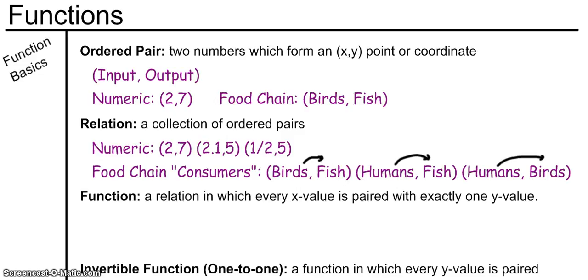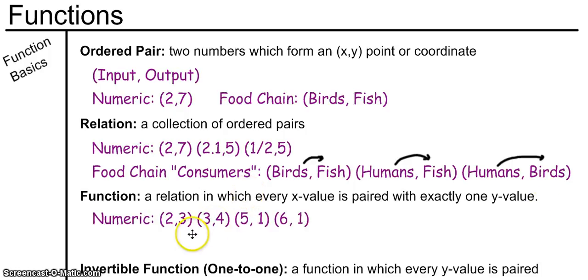A function is a specific kind of relation in which every x value is paired with exactly one y value. A numeric example might include (2, 3), (3, 4), (5, 1), and (6, 1). Notice how none of the inputs, the first numbers, are doubled or sent to different outputs. 2 goes to 3, 3 goes to 4, 5 goes to 1, and 6 goes to 1. It's okay that both 5 goes to 1 and 6 goes to 1 as long as each input has only one output.